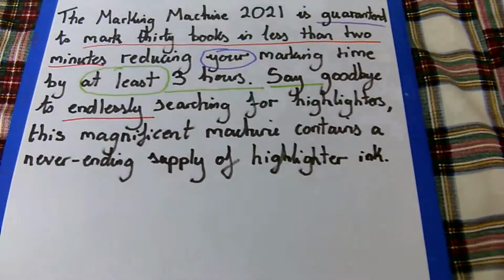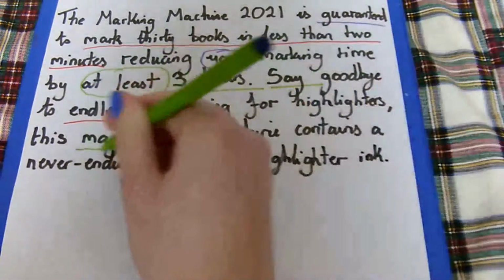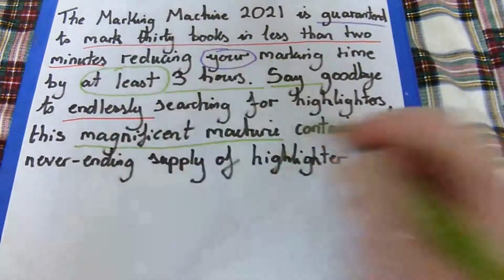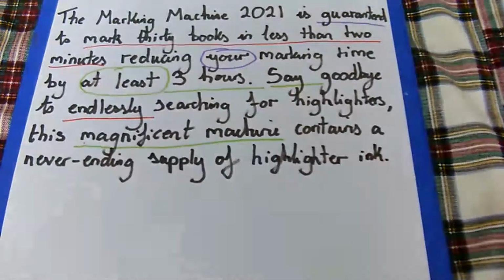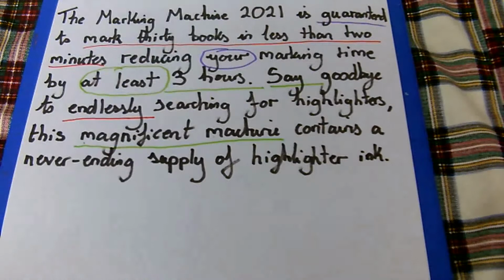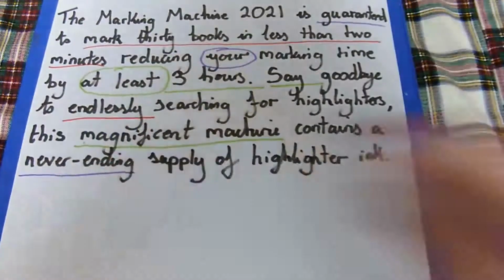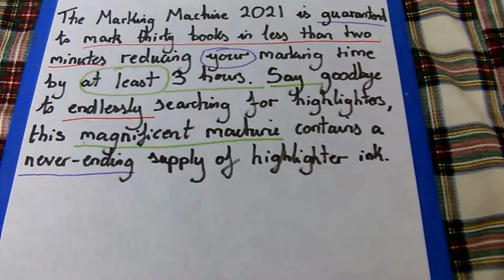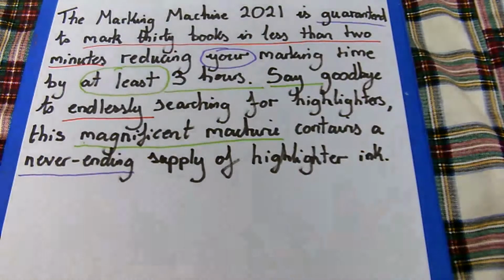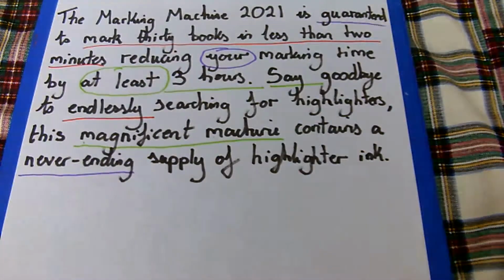So I've got my different noun phrase here, this magnificent machine, and actually, can you remember what device that is as well? Both begin with the letter M, that's alliteration there. I've got my compound adjective to describe the supply. Let's read it out to check that it makes sense what we've got so far. The Marking Machine 2021 is guaranteed to mark 30 books in less than 2 minutes, reducing your marking time by at least 3 hours. Say goodbye to endlessly searching for highlighters. This magnificent machine contains a never-ending supply of highlighter ink.